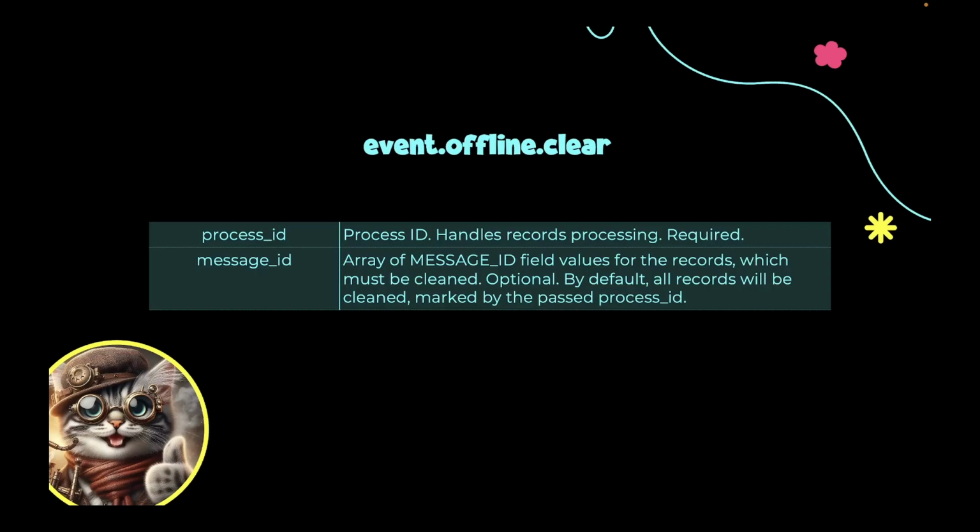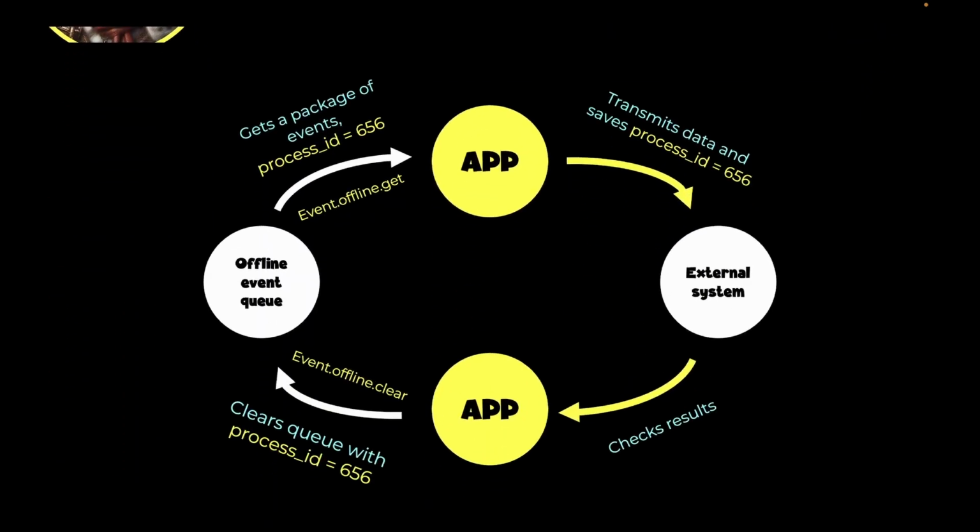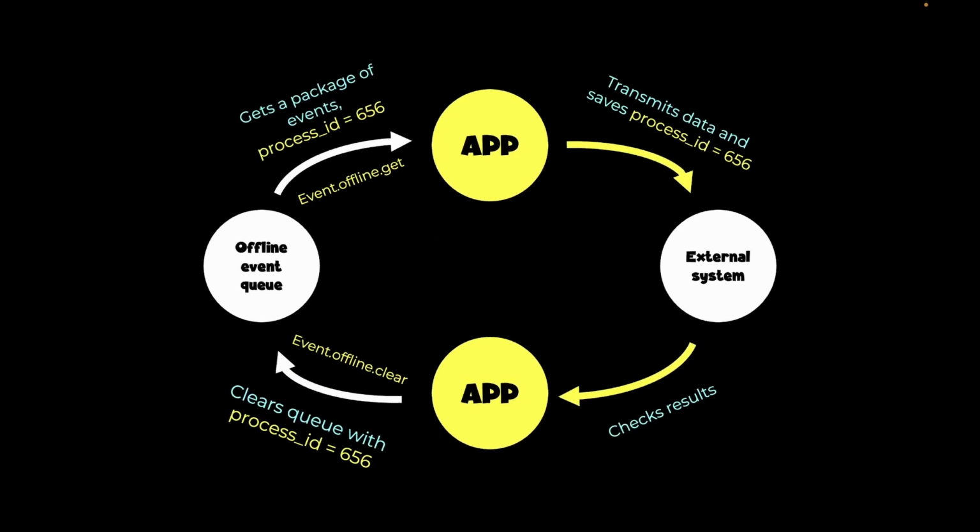Optionally, you can also specify the parameter message_id as an array of identifiers for specific events that need to be deleted. This allows, if necessary, to clear not the entire package of events, but only part of it. So, the most complete logic for handling offline events looks like this.